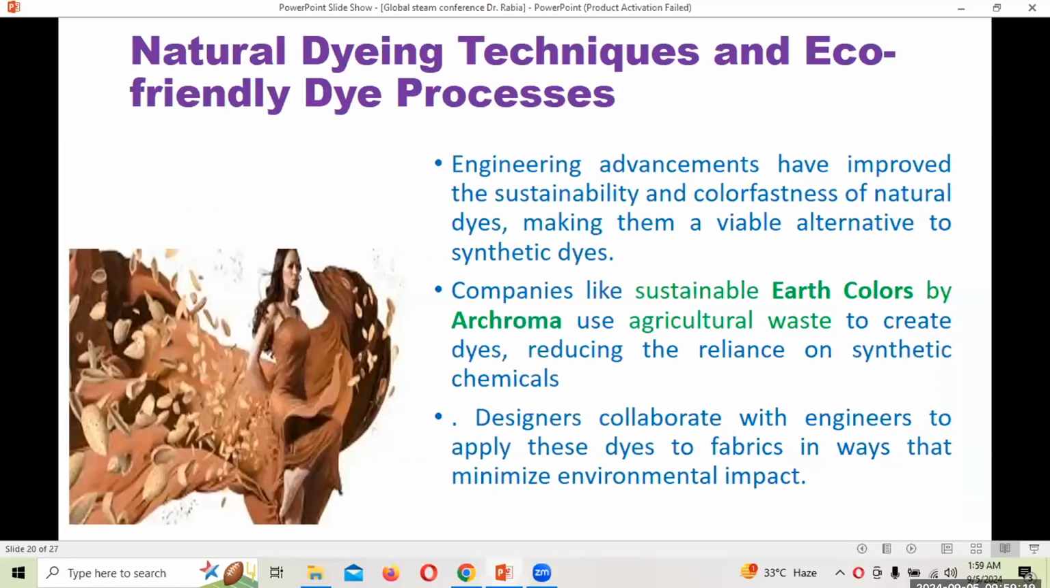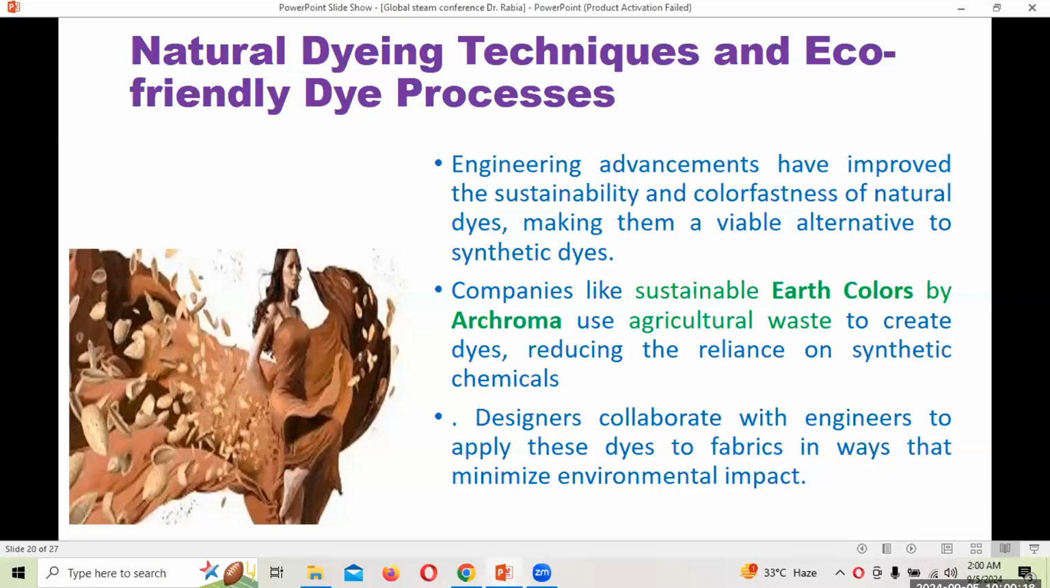Now I talk about the natural dyes I am working with: natural dyes from plants and natural dyes from microorganisms. Archroma is a very famous dyeing industry, and in 2023 and 2024 they are using sustainable earth colors from plants and agricultural waste in their brands and products, inspiring fashion designers, consumers and customers. They totally use agricultural waste, and I am also working with agricultural waste. Like, I used peanut waste to synthesize the natural dye.